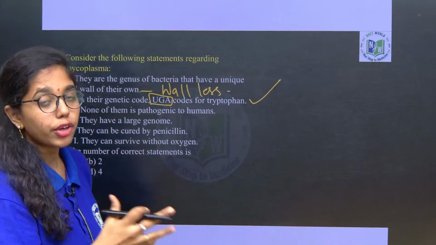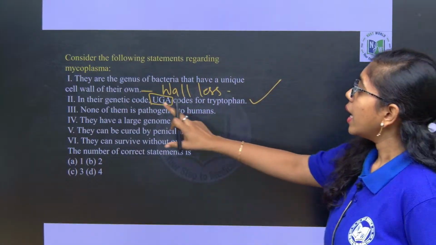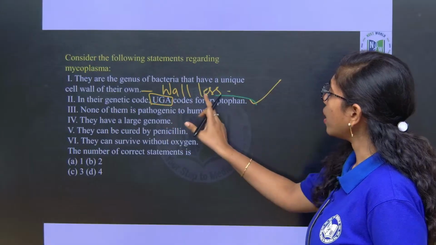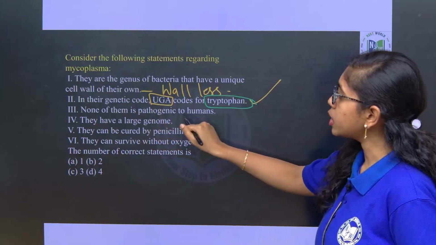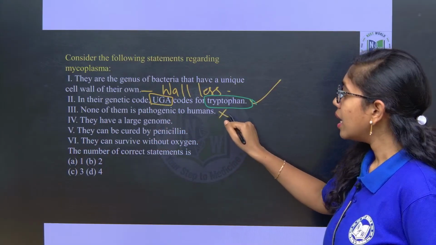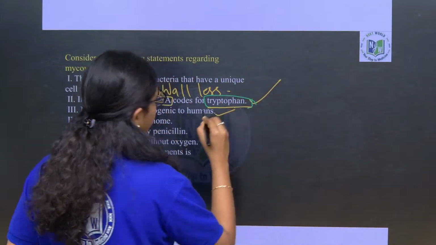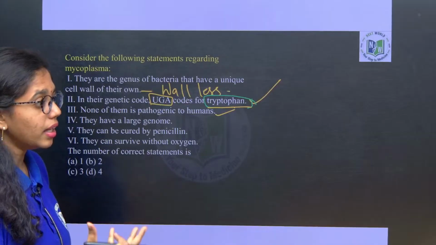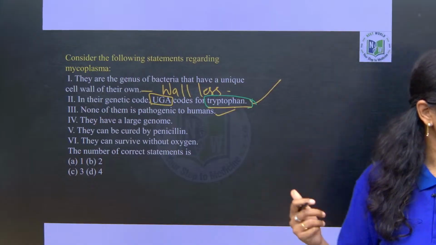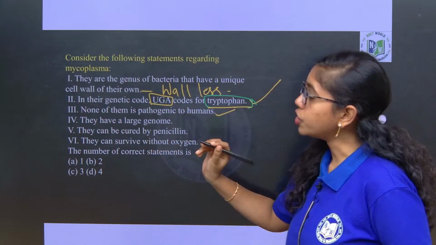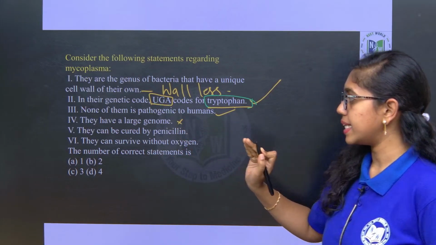Usually UGA, UAG, UAA, all these are stop codons, right? But here UGA is coding for tryptophan, that is true for Mycoplasma. Next, none of them is pathogenic to humans, correct. Mycoplasma are not pathogenic to humans, they are pathogenic to cattle, causing pleuropneumonia-like disease. They have a large genome, wrong, they have a very small genome.